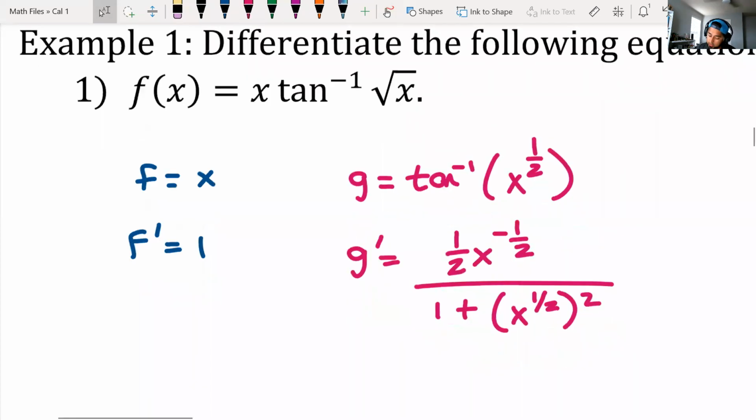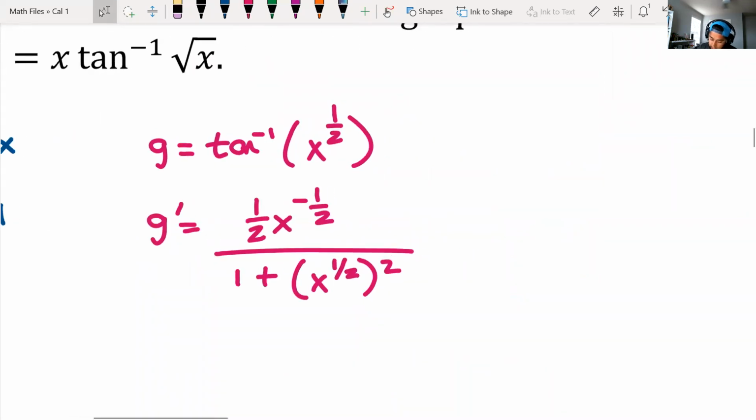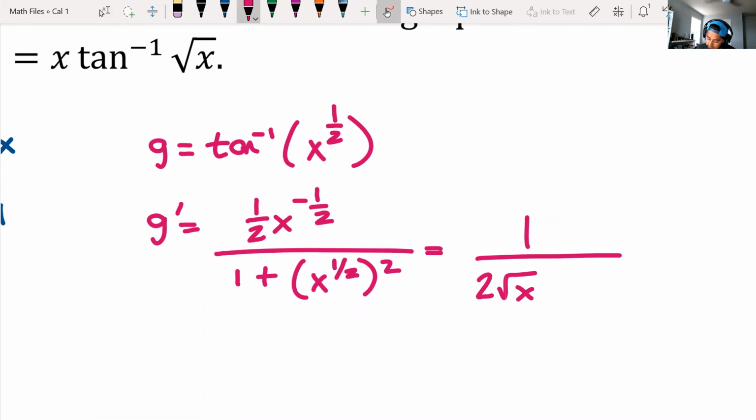Okay. Of course, we have some cleaning up to do. This will become 1 over, and we can bring that 2 down, that 2 and that x to the negative 1/2. So this would be 1 over 2 square root x times 1 plus x. That's as clean as we can get it.